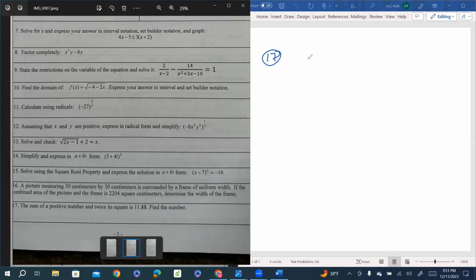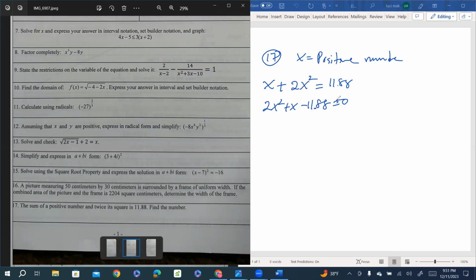Sum of a positive number. So let's say x is a positive number. Sum means plus, and twice its square. So it's 2x squared equals 11.88. So it's basically going to be 2x squared plus x. We can subtract this on both sides, so minus 11.88 equals 0.